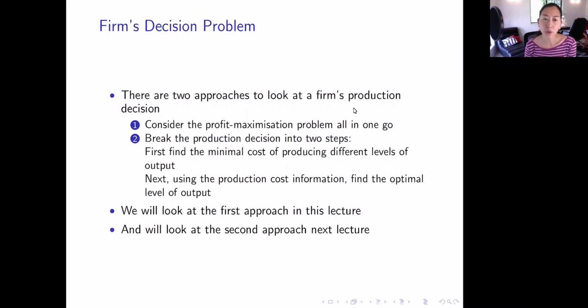For the decision problem, there are two approaches to look at the firm's production decision. One approach is to consider the profit maximization problem all in one go, or you can break the production decision into two steps. First, find the minimal cost of producing different levels of output. And then next, using the production cost information to find the optimal level of output. For this lecture, we will be looking at the first approach, and in the next lecture, we will be looking at the second approach. So we will be just doing the profit maximization problem all in one go.